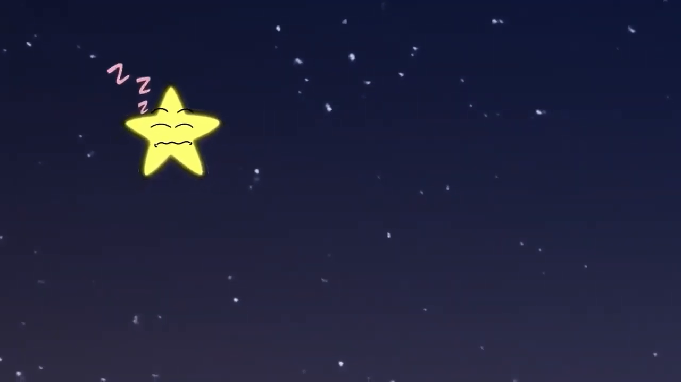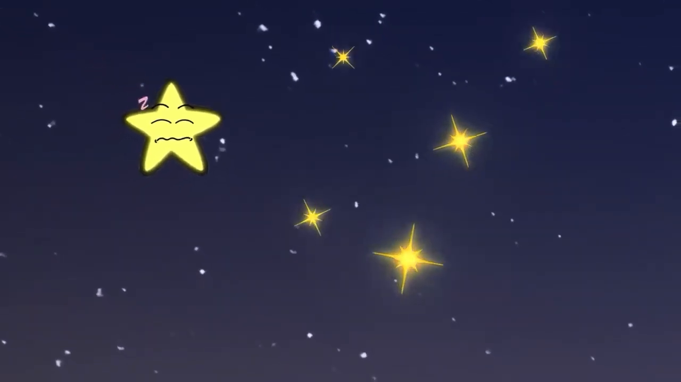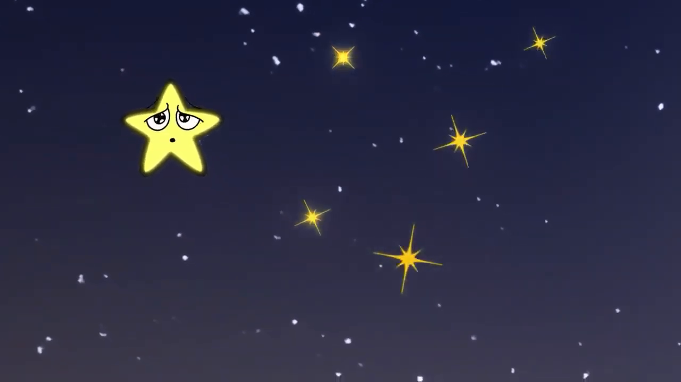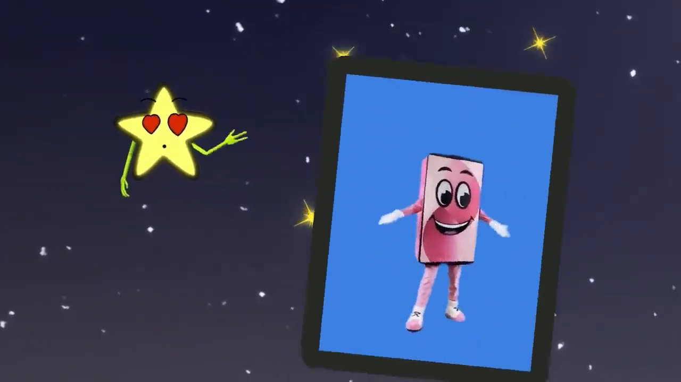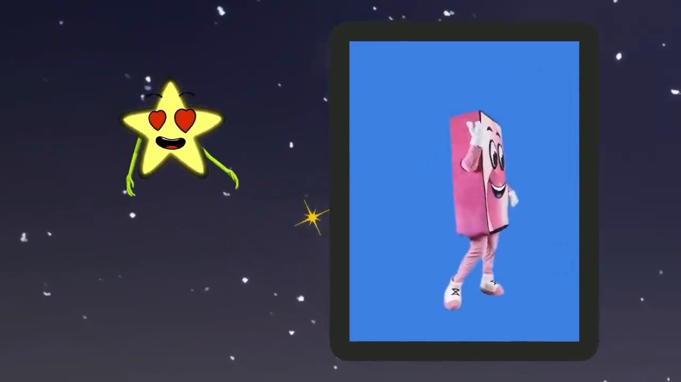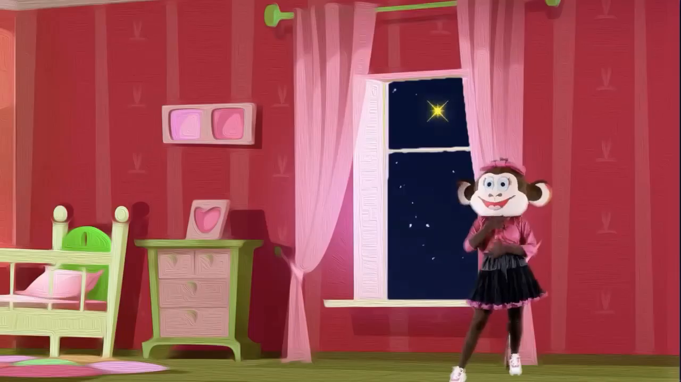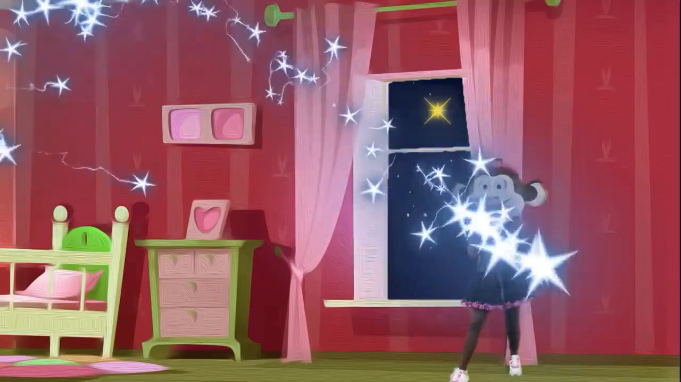Look at that star, it's sleeping at night. The other stars are shining and are so bright. Look, it's waking up now and waving at you. Let's count again. Are you ready too? Yes, I'm ready. Hi, shiny star.